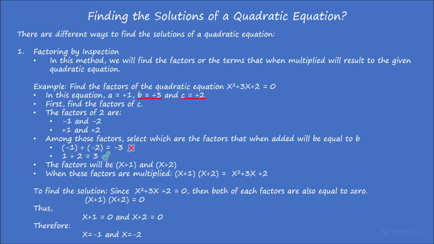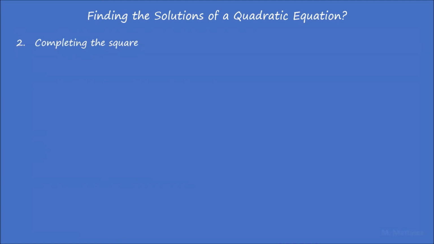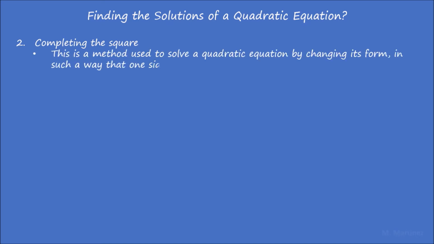The second way to find the solution of a quadratic equation is by completing the square. This is a method used to solve a quadratic equation by changing its form in such a way that one side of the equation will turn into a perfect square. To help you visualize the concept of the completing the square method, let's take a look at this equation, x squared plus bx equals 0.